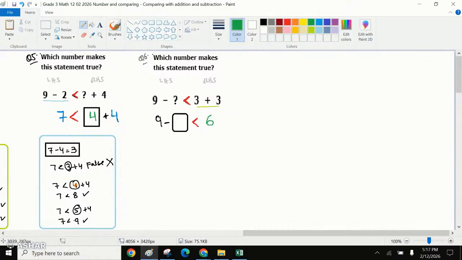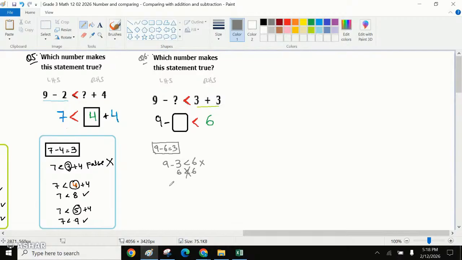Agreed? So what is the difference of 9 minus 6? 9 minus 6 would be 3. So we start with 3. So if we say 9 minus 3 is less than 6, is this statement true? 6 is not less than 6, right? So this is the false statement.